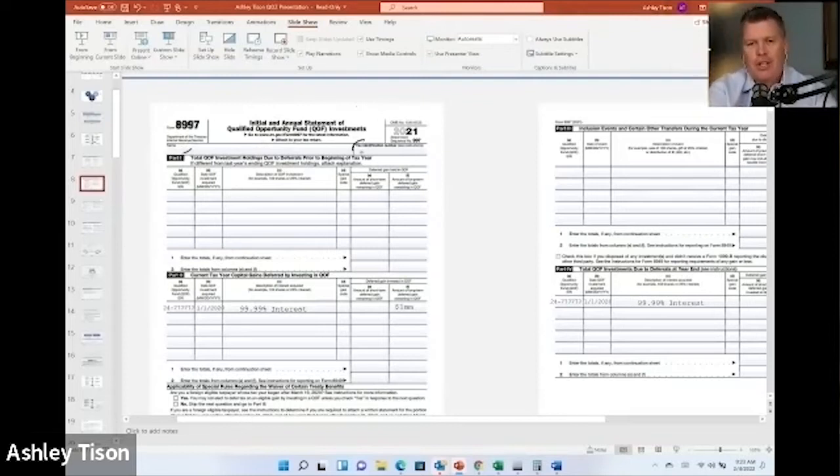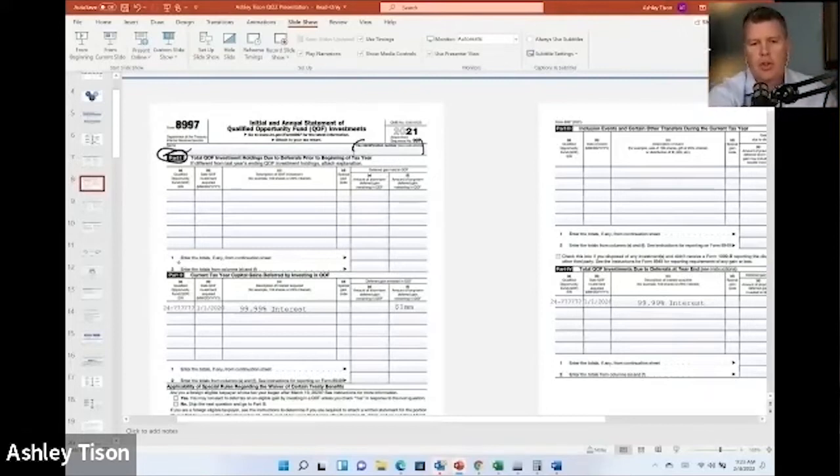And then you're going to put your tax identification number up here. Then part one is total QOF investment holdings due to deferrals prior to the beginning of tax year. So if you had deferred for 2020 and you already had put money into a fund, this is where you would say what your holdings were prior to this current tax year. Since we're doing this for folks that probably invested in 2021, that's going to be blank.